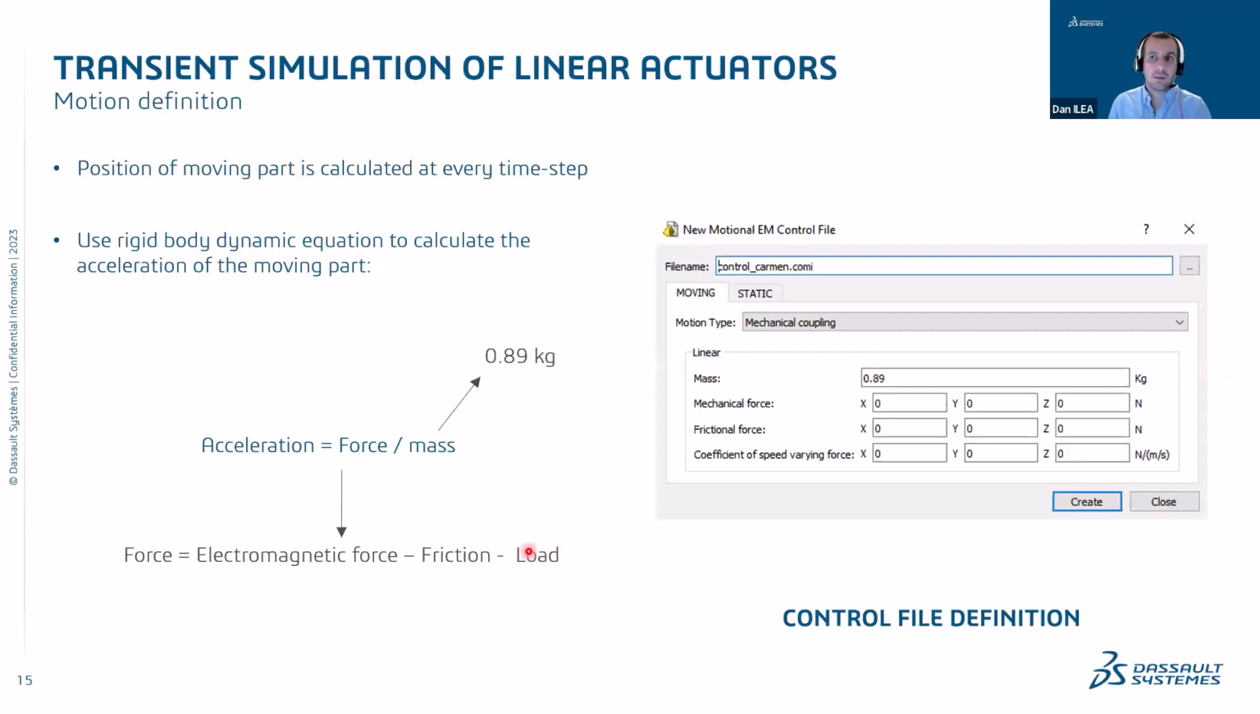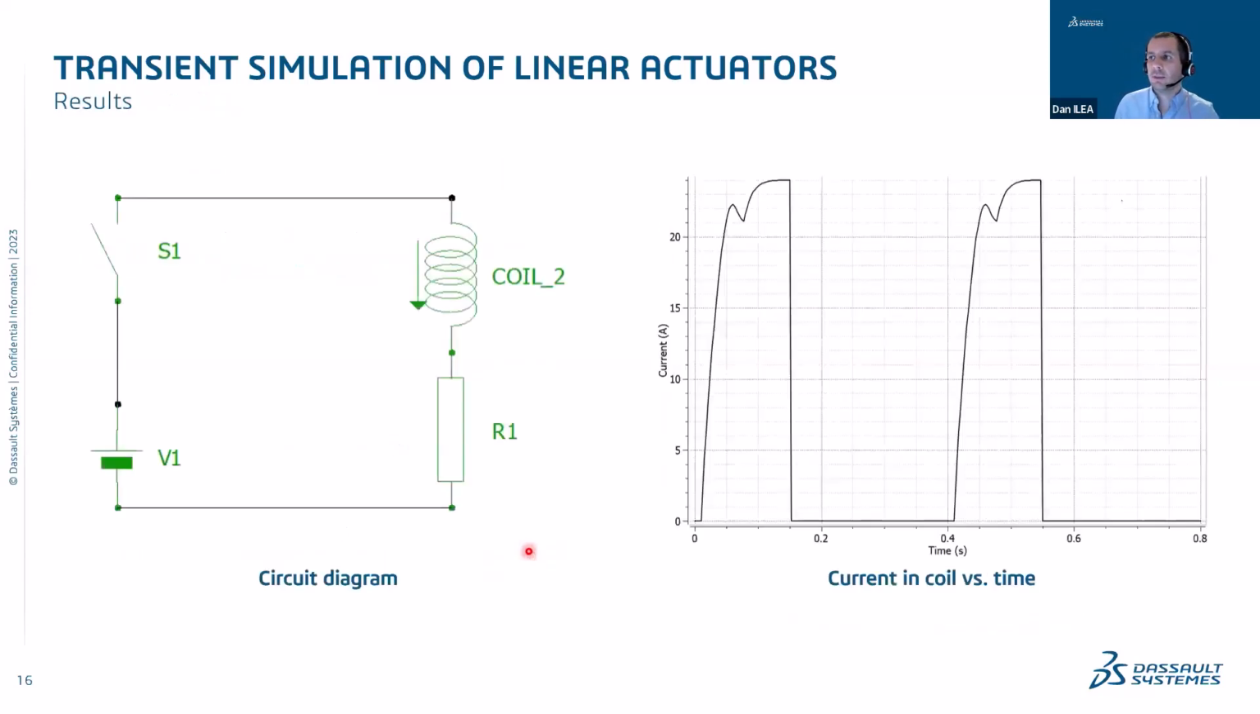And this also can be functional, so it can be a force as a function of position, or a load as a function of position. So we can model in that way a spring, as the plunger is getting towards the end position. So this is the kind of motion that we have defined for this particular example. Now let's have a look at first of all the drive cycle.